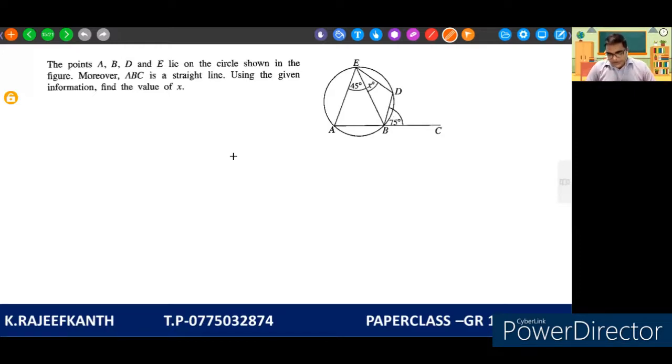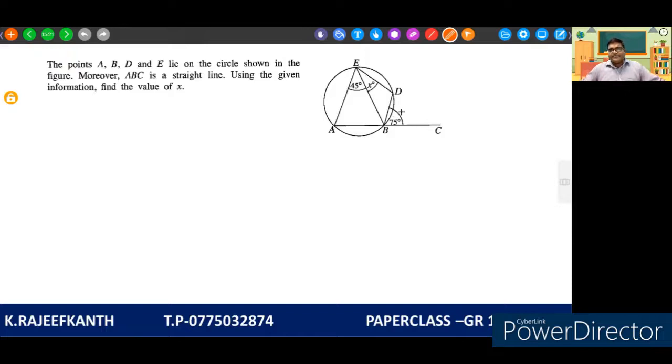So already we discussed the theorems of cyclic quadrilateral. The opposite angles are supplementary. That means the sum of opposite angles should be equal to 180 degrees. And the exterior angle is equal to the interior opposite angle. So by using these 2 theorems, you can find the value of x.